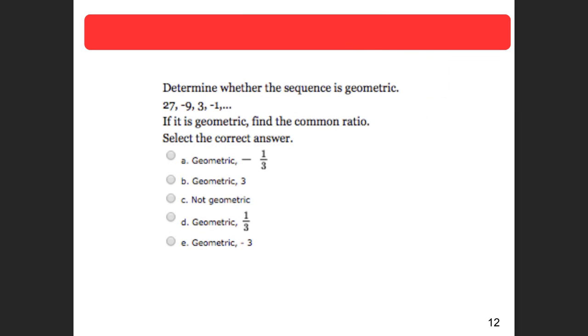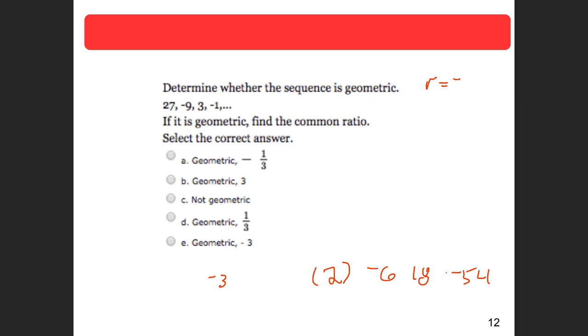The next one says determine whether the sequence is geometric. If it is geometric, find the common ratio. Now, if it ever goes positive, negative, you know the ratio has to be negative. Why do we know that? Because if you had 2, and let's say your ratio is -3, you'd multiply by -3. So 2 times -3 is -6. -6 times -3 is 18. 18 times -3 is -54. So if it ever goes back and forth from positive to negative, you know the ratio has to be negative.